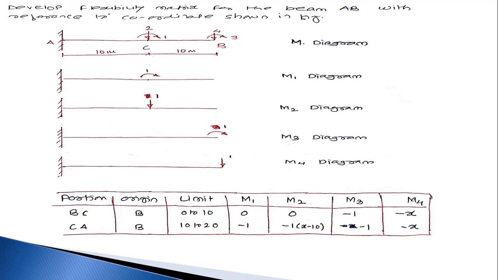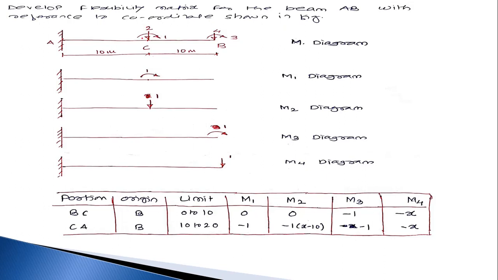Develop a flexibility matrix for the beam AB with reference to the coordinates shown in the figure. This is the cantilever beam AB. At A is a fixed end and at B is a free end. On AB there are four coordinates, meaning 2 point loads and 2 moments.